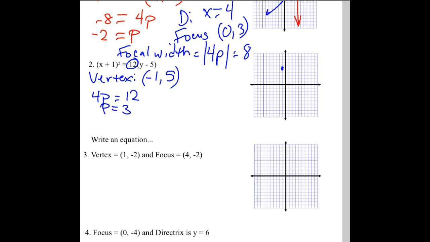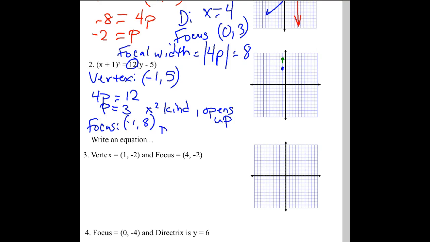And is it x squared, y squared kind? It's an x squared, which means it opens up and down. And because p is positive, it's going to open up. All right. So we know it has to open up, and we know our vertex and focus are 3 spaces apart. Okay. So we can put our focus in right there. Let's give the coordinates of the focus. Where did we put it? -1, 8.